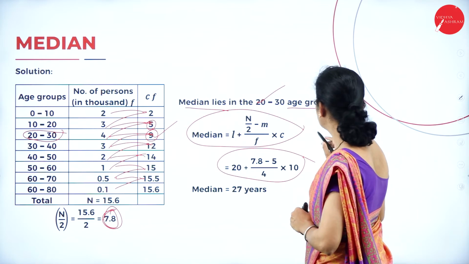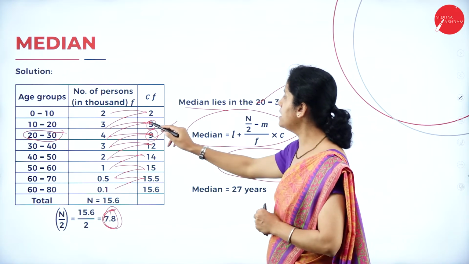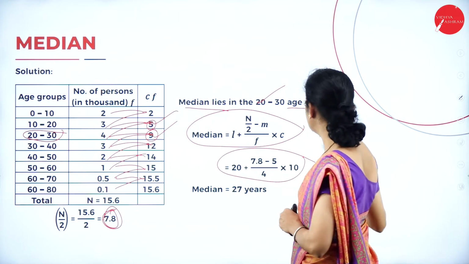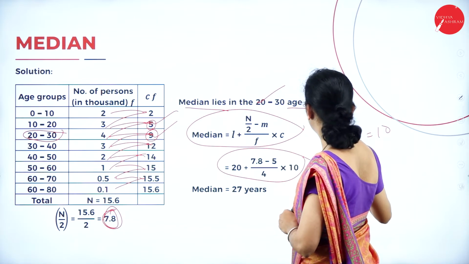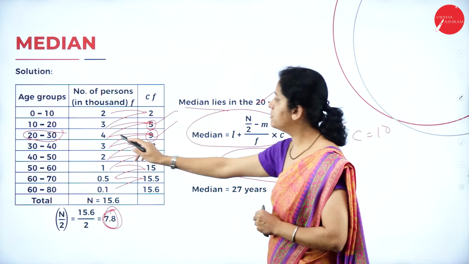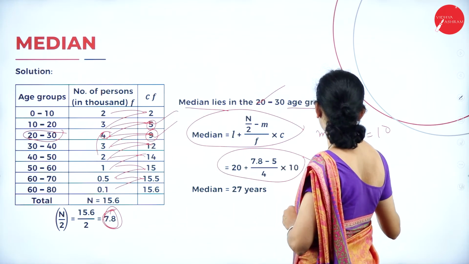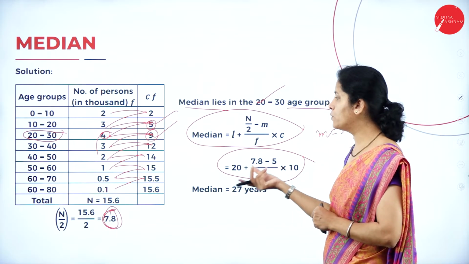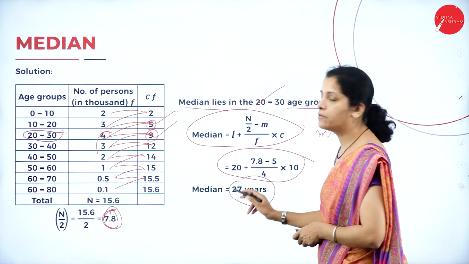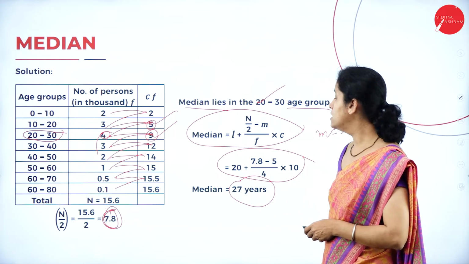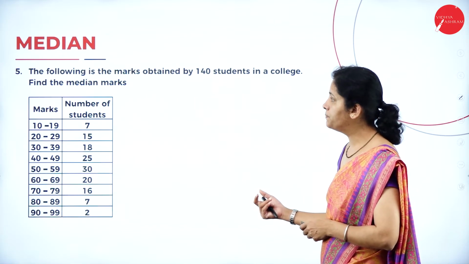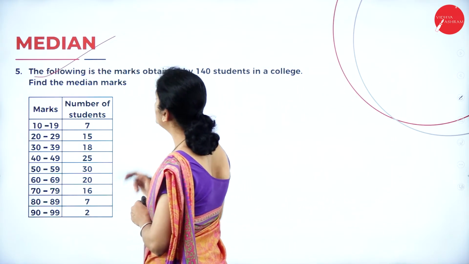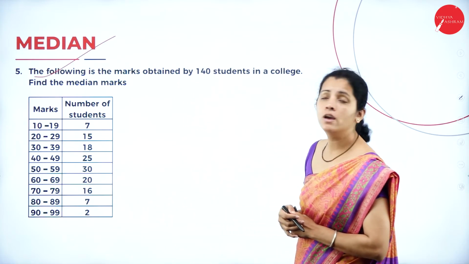Now I'm going to have the formula, and for this formula I'm going to substitute the values. So what is M? M is nothing but the 5. And what is C? C is nothing but the difference. Okay, then what about F? F is nothing but 4. Now I'm going to substitute the values, and when I simplify, I'm going to get the answer 25 years. And what's the median here? That is 27 years.